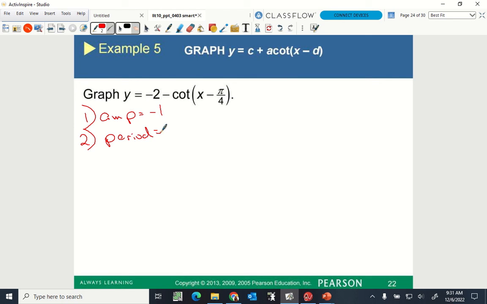What's a period going to be? Yep, very good. It's just pi, because it's pi over b, right? And the b value right here is 1. It's implied that it's 1 there. If there's no number there, it's 1. So the period is just going to be pi over 1, which is pi.